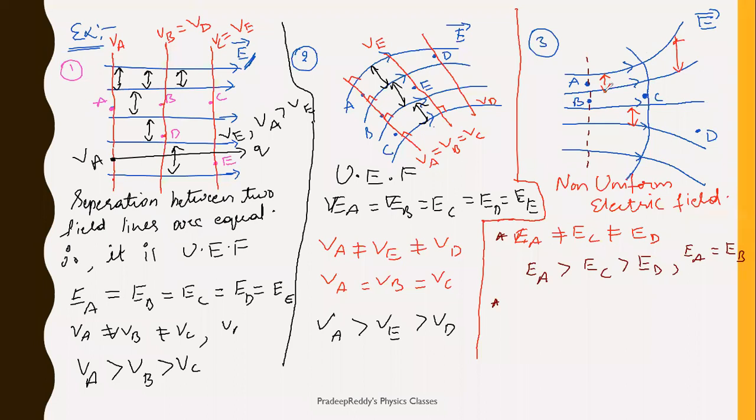If you leave a test charge, from where to where will it travel? It will travel from A towards C, and from C it will travel towards D. Therefore, which potential is greater? Obviously, it should be A. VA is greater than VC is greater than VD. And remember, the potential at A is equal to the potential at B.